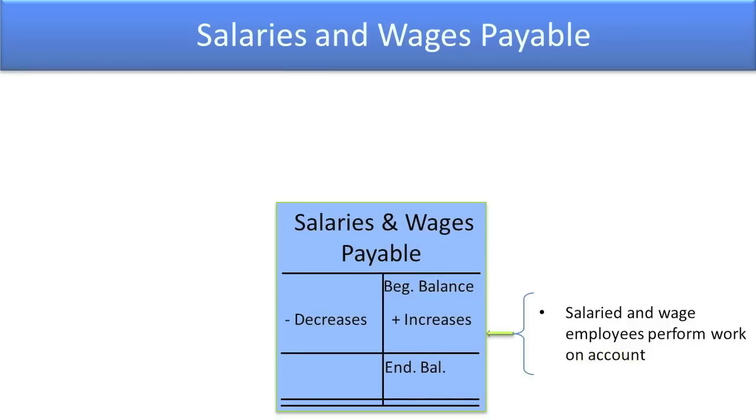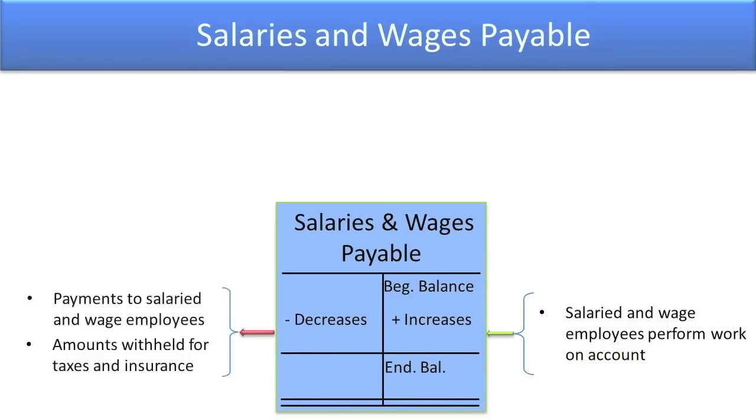Salaries and wages payable will decrease when payments are made to the salary and hourly employees. If the amounts owed are paid off, that would decrease this payable. Companies also withhold taxes and insurance from the amounts owed to employees, which amounts will then be sent on to the government and to the respective insurance companies.